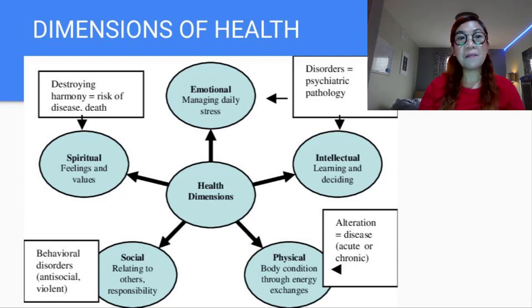The first dimension is physical. It contains body size and functioning, also recognizing the need for physical activity, the healthy foods that we should eat, and the adequate sleep that we should have every day, at least 8 hours of sleep every day, and we should avoid unhealthy habits. The second dimension of health is social.